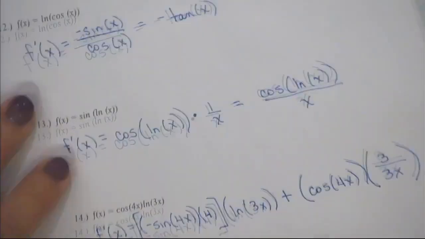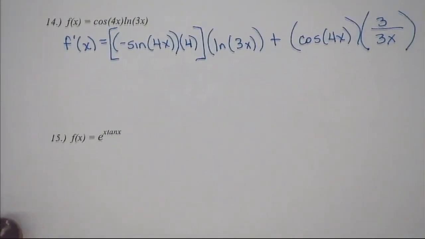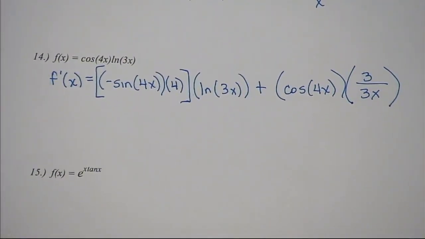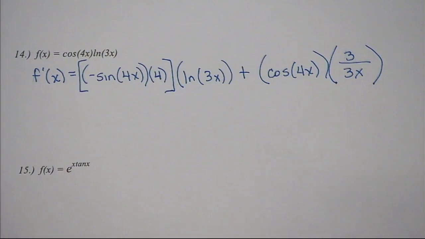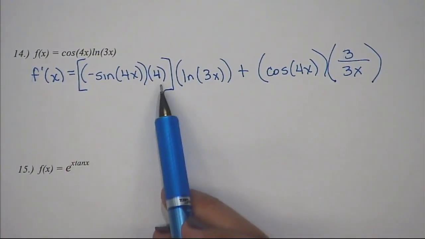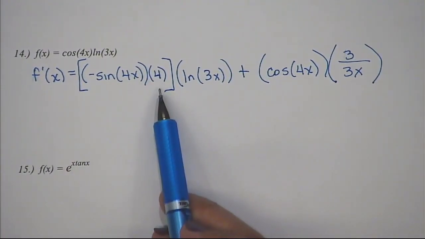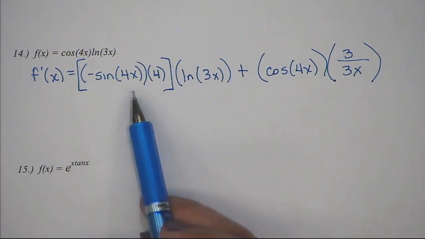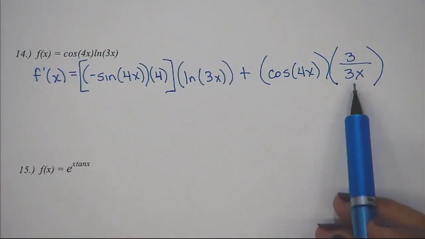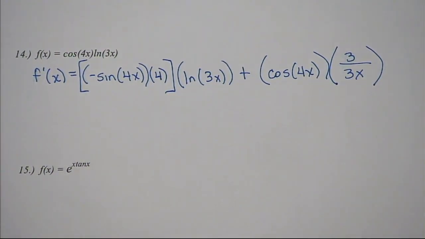Losing my voice. All right, number 15. So I'm just looking at number 14 real quick because this side you really can't clean up much. I mean, you can write this as negative 4 sine of 4x natural log of 3x, but that's all you could really do there. And in this one, you can get rid of the 3's. So if you were cleaning it up, not a whole lot to do on that one.